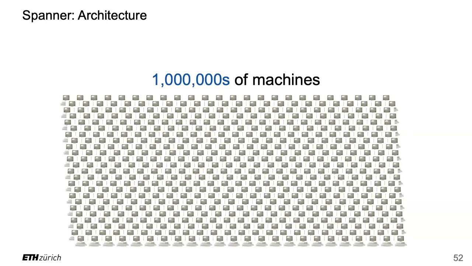ACID is basically atomicity, that it's all or nothing. It's consistency in the sense that you know that before and after the transaction, you're in a consistent state. I is isolation, so it looks like there's no outside world. You're just the only user of the system. And D is durability, meaning that you don't lose the data that you have saved.